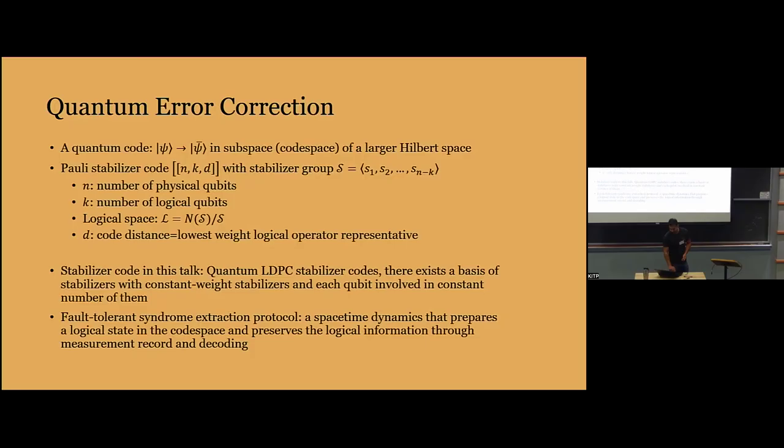And the goal of error correction is to stay within this subspace without destroying the logical information. Although you don't need to be strictly in that subspace, the subspaces can deterministically evolve if you know about the evolution. So that can also work. I will be focusing on quantum LDPC codes, for which there exists a basis of these stabilizers such that they're constant weight and each qubit is involved in a constant number of those stabilizer generators.